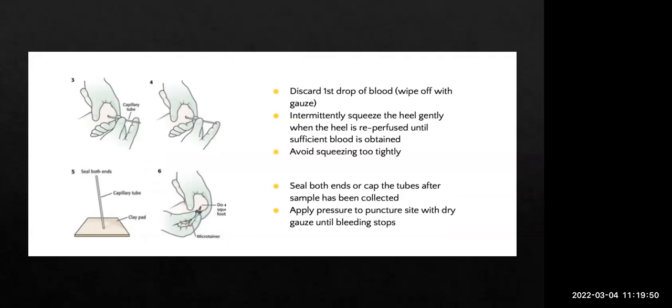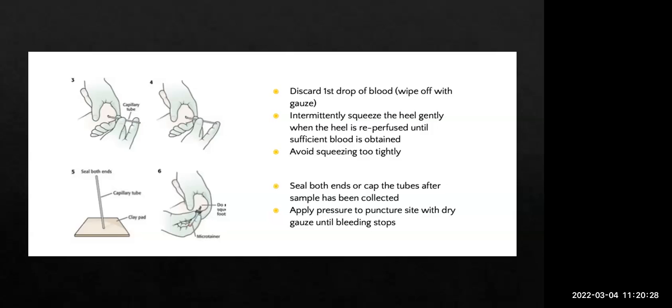The first drop of blood we need to wipe away and allow a second drop to form. And then after that, we place a heparinized capillary tube in the drop of blood and allow it to fill by capillary action. Fill the tube until the blood reaches the demarcation line on the tube. Maintain the blood in the capillary tube using the index finger to maintain capillary tension on the end of the tube. And then after that, the sample has been collected.